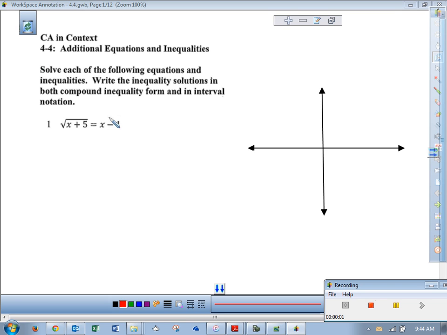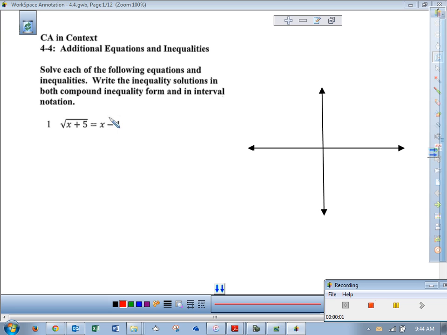Section 4.4 in college algebra. Lots of work today. We're going to solve equations and inequalities that are not the norm, and we will do them both graphically and algebraically. On your test, you'll be asked to do it both ways. On your homework quiz, you'll be asked to do it both ways also.